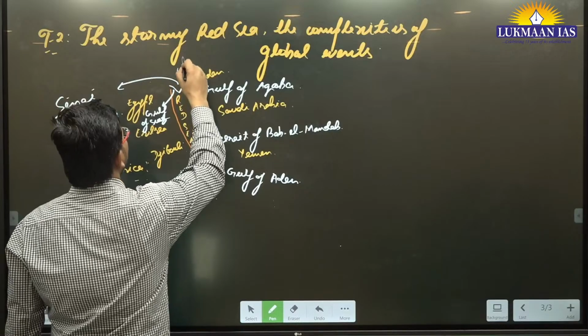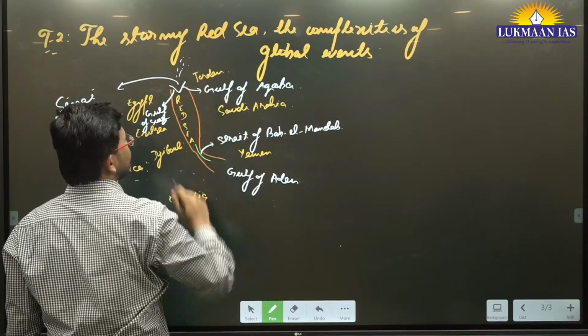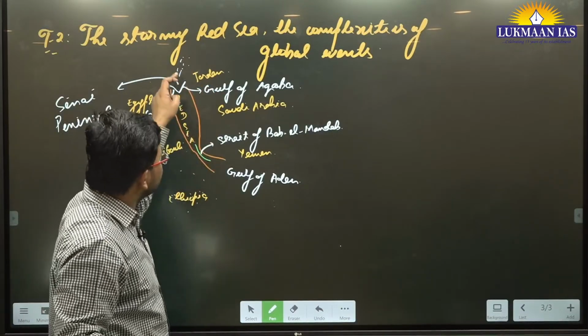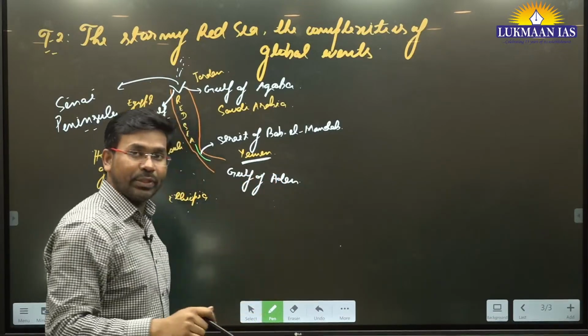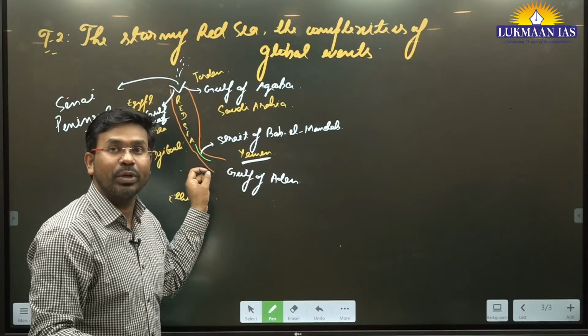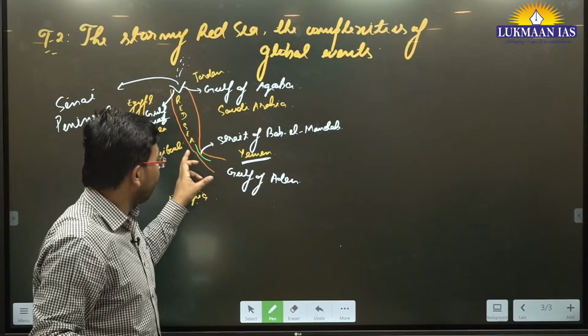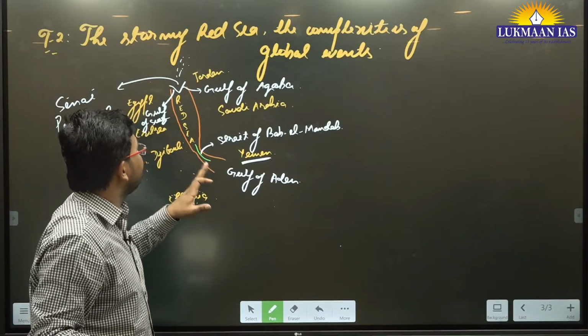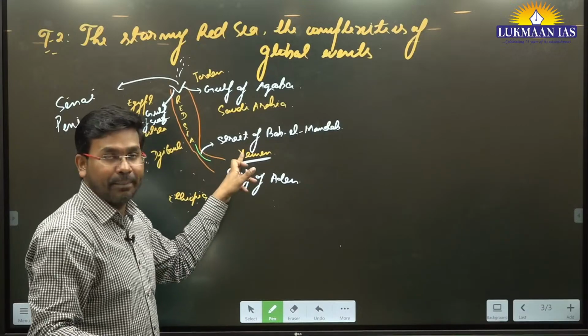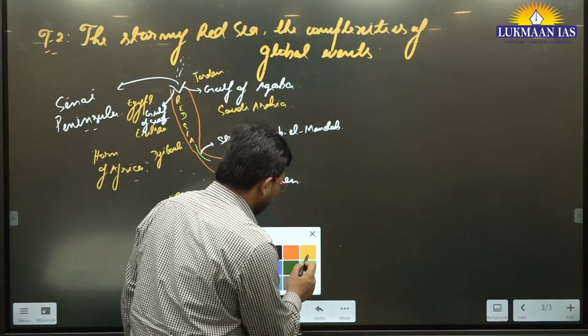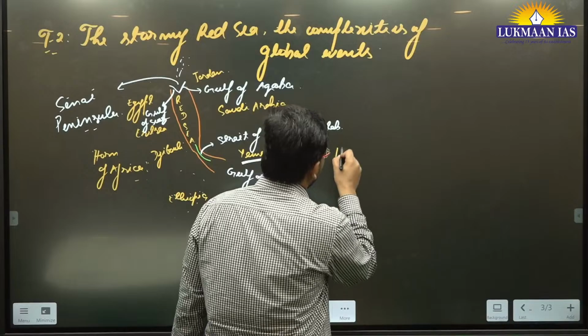So just to the north of it, we have Israel and Palestine. Since the Israel-Palestine war is happening, Yemen is showing solidarity with the Palestinian people. So anyone who is trying to supply some material to the Israelis through this route, that is being halted by Yemen. In Yemen there is a group which is known as the Houthis.